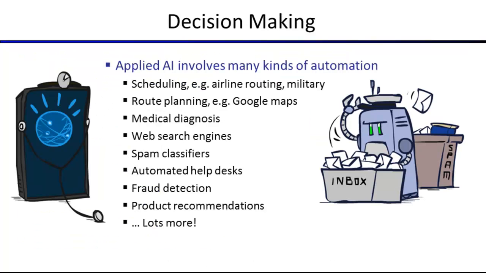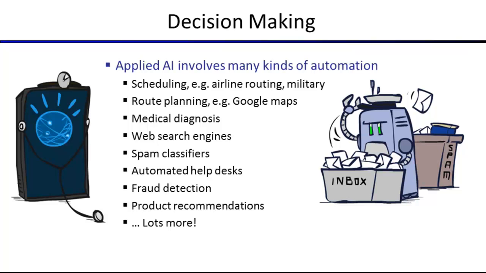All right. In general, a lot of what AI is about is decision making. Without going into the details now, but we'll see a lot of details in later lectures, here are a couple of other examples. Scheduling, such as airline routing or military operations. Route planning, for example, in Google Maps, you'd ask for directions somewhere. Medical diagnosis, you might enter your symptoms and a computer would tell you what the most likely diagnoses are. Web search engines, you type something and it figures out what page it is out of these many billions of pages that you're really looking for.